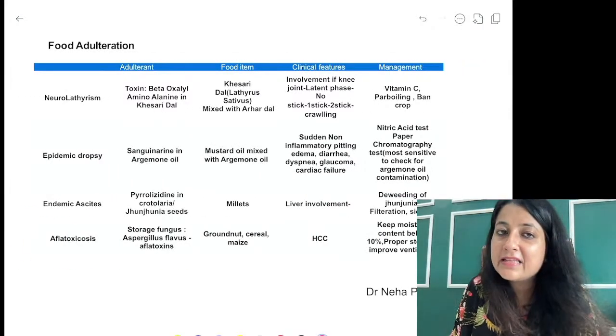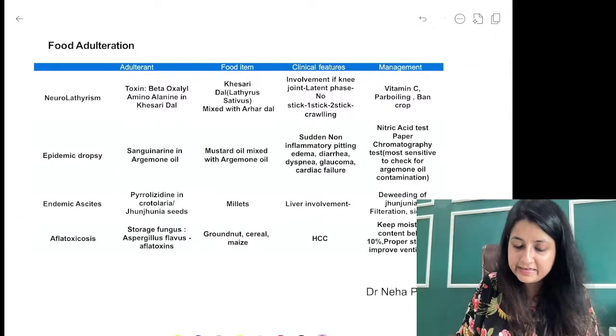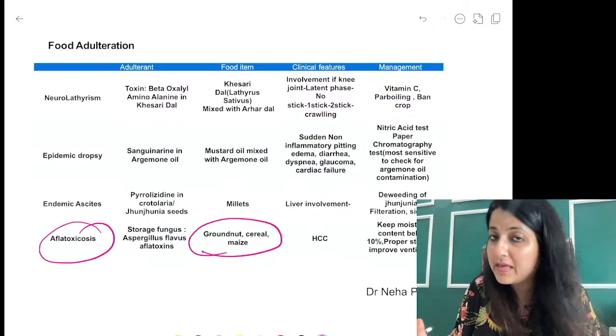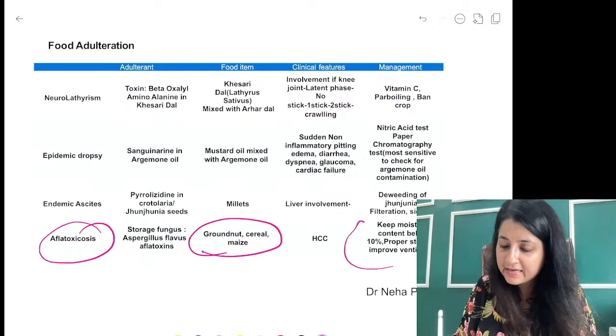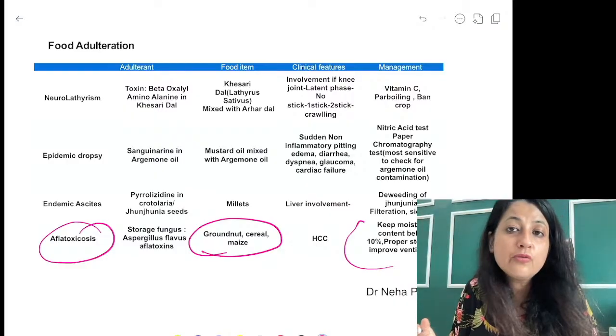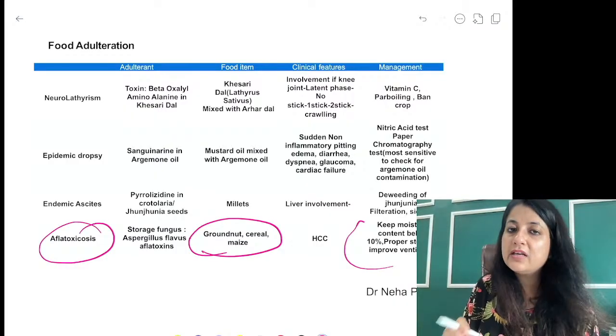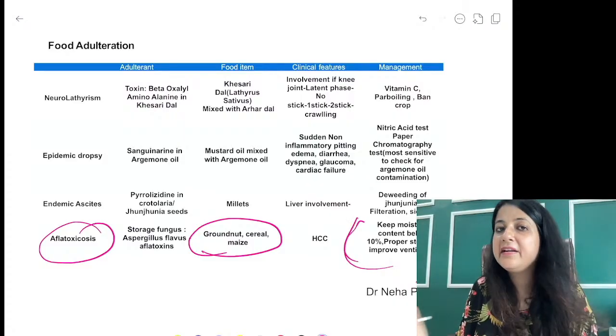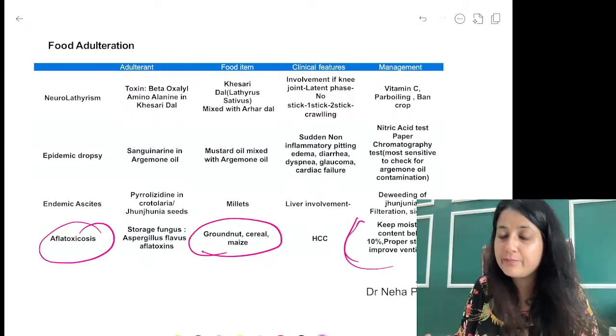So this chart is there, you can go through it later. See aflatoxins, next time they can give you cereals and maize. Next time they can ask how can you prevent it: keep the moisture content below 10%. Okay, they have never asked this. How will you prevent it? Keep the moisture content below 10%.